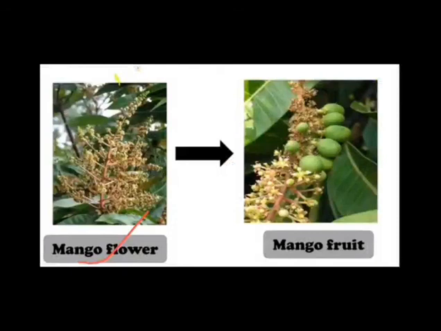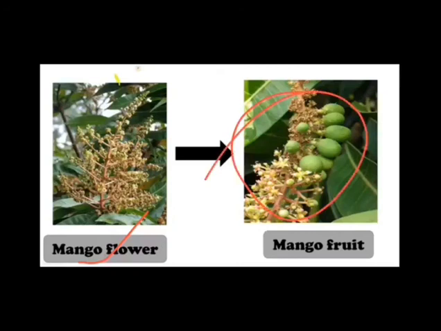the ovary swells and becomes bigger and bigger in size and turns into a fruit, and ovules turn into seeds. So this is how fertilization happens. After studying about stems, leaves and flowers, now we will study about roots.